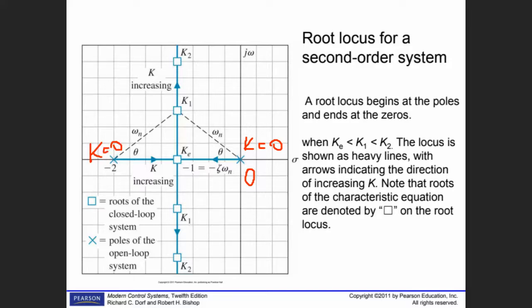I increase K point by point. My curve is coming here.